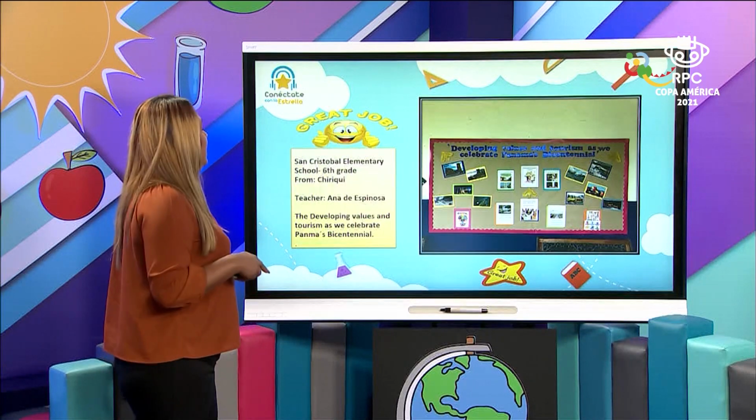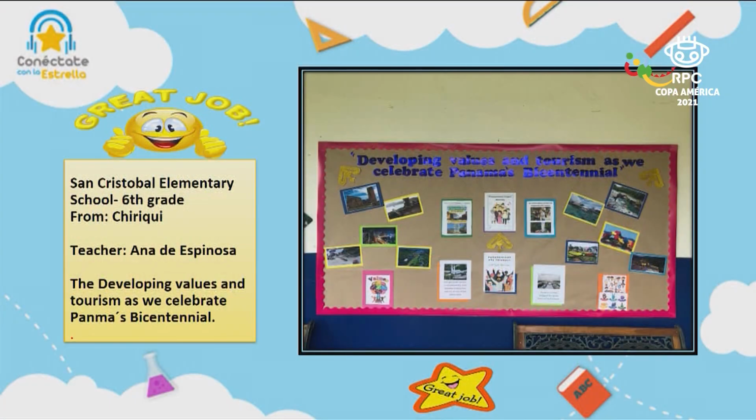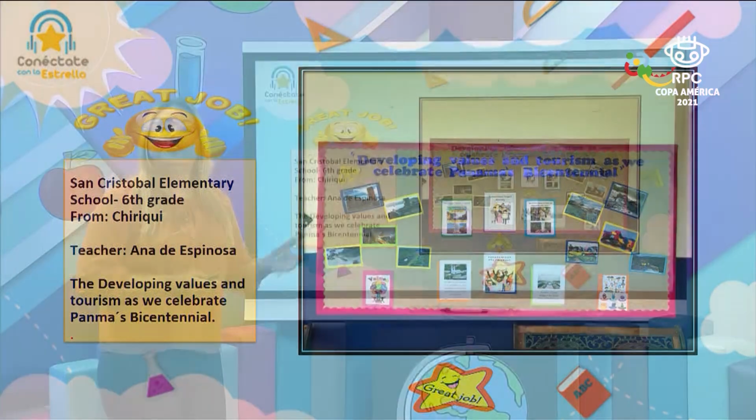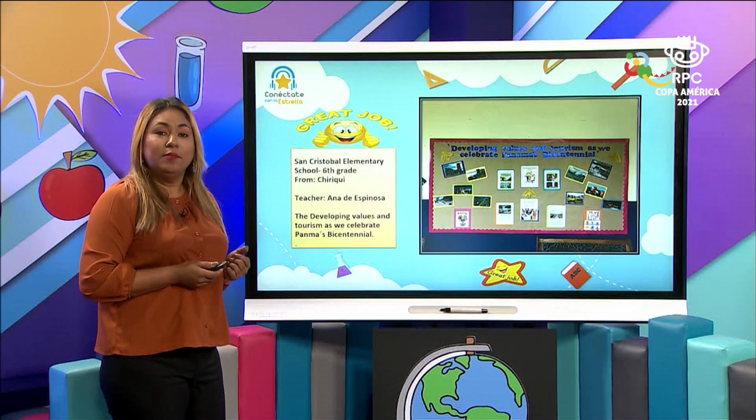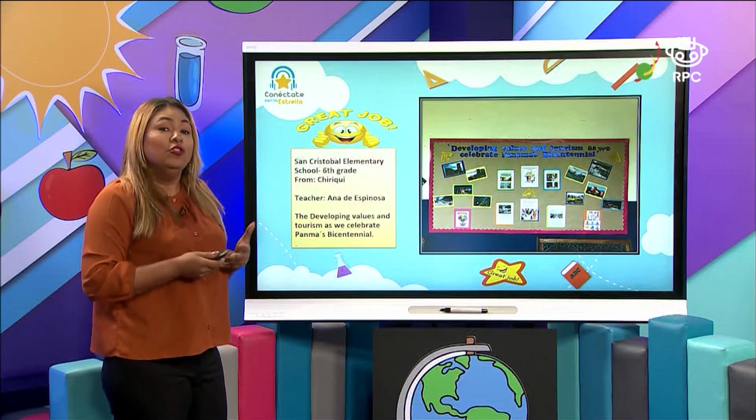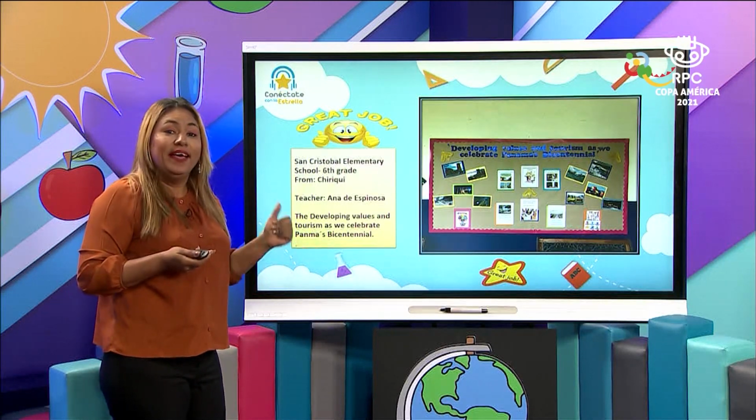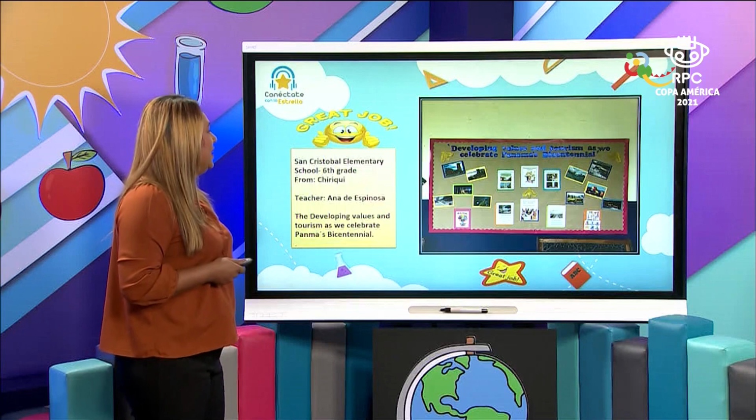Okay, here we have a school that is actually making their bulletin boards, you see? This is San Cristobal Elementary School, the 6th grade group. Congratulations! Great job, teacher Ana Espinosa. Hello, teacher. Thank you so much for sharing this image. This is a bulletin board that they prepared to celebrate the English Week. Thank you so much for sharing that with us.